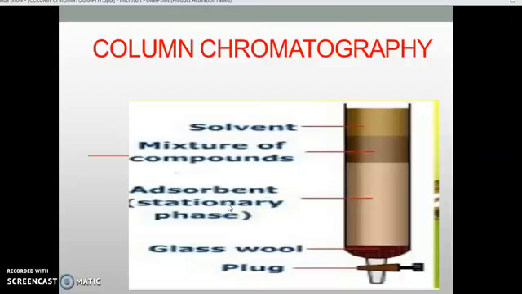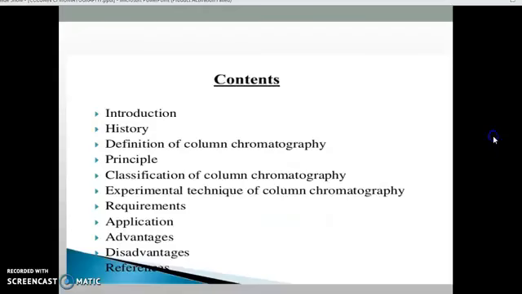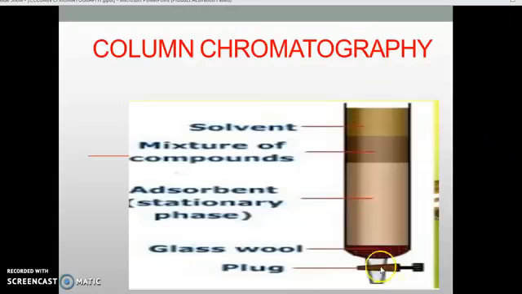One phase is the mobile phase, which we call the solvent, and the adsorbent that is present we call the stationary phase. So this column has a mobile phase and a stationary phase, and to the stationary phase we need to add a solvent, which we call the mobile phase. The mobile phase settles on the stationary phase that contains the adsorbent.